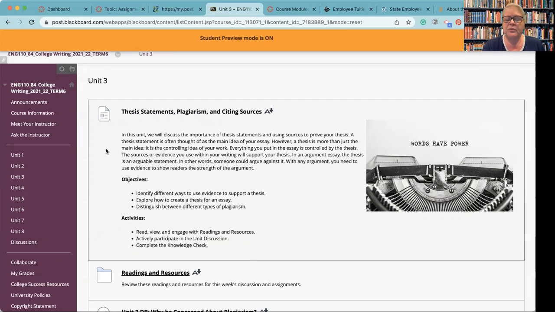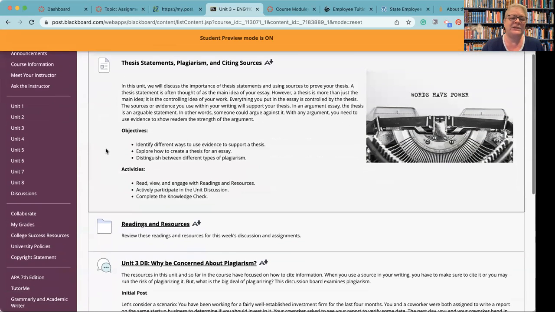So last week you practiced that with a quote. This week, you're going to practice that with using paraphrased or summarized information, because yes, even if you take something and put it in your own words, it still has to be cited with that in-text citation. And then the in-text citation is just a little bit of shorthand that refers people back to the references page. So that's where we are talking about thesis statements, plagiarism, and citing sources.